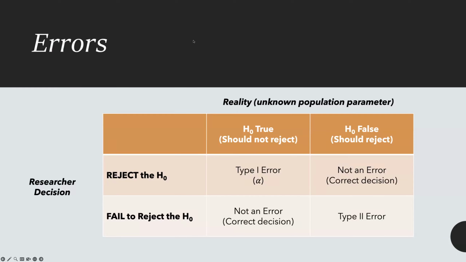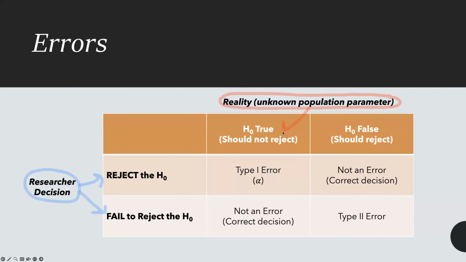Here you can see I have a table that explains the difference, and the Kahoot activity gives you some examples of this. I will also go through some examples after this. We have our decision. So here's our decision, researcher decision right here. And we have two options. Again, we either reject the null hypothesis or we fail to reject the null hypothesis. And then we have the reality, which is what we're trying to learn about, but it's typically an unknown population parameter. It's something that we don't know. And again, there's two options.